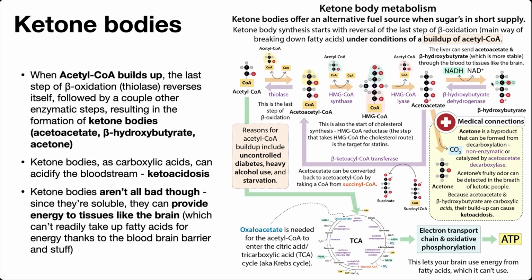Too much of these, and what you get is ketoacidosis because you've got this acid. However, the ketone bodies are very important in times of starvation, so you don't have enough oxaloacetate. In cases of uncontrolled diabetes, when there's not enough oxaloacetate, heavy alcohol use, various cases, acetyl-CoA builds up, causes the formation of these ketone bodies.